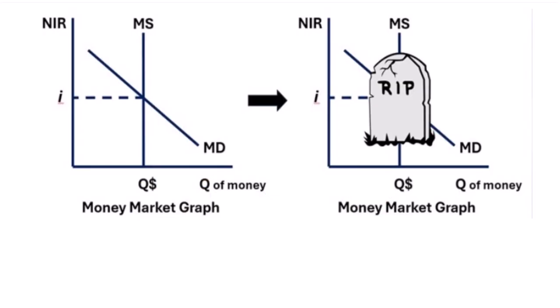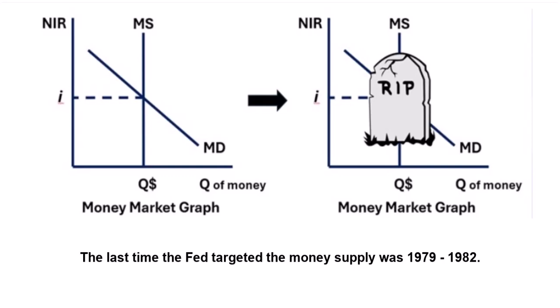Any college professor who's teaching principles of macroeconomics would have put the money market graph to rest years ago. The last time that the Federal Reserve targeted the money supply occurred between October 1979 and October 1982.